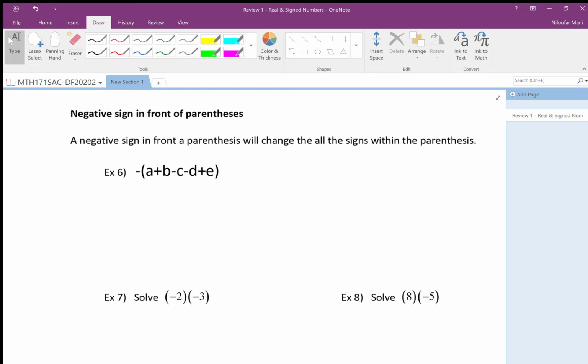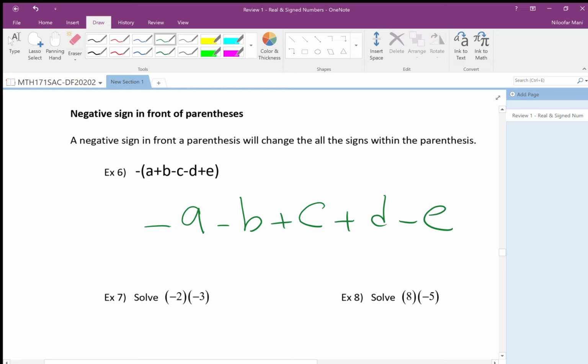Okay. So a negative sign in front of parentheses will change all the signs. So it's nothing new. I have a -1 multiplied by the bracket. So I have to change each term's sign inside the bracket. So here the answer is -a minus b plus c plus d minus e, because I have minus outside. Sometimes I see a student just change this one. That's wrong. You have to change each term's sign inside the bracket.